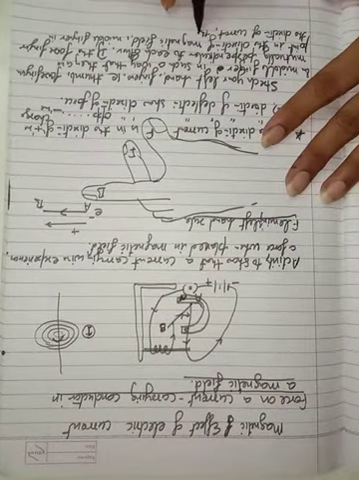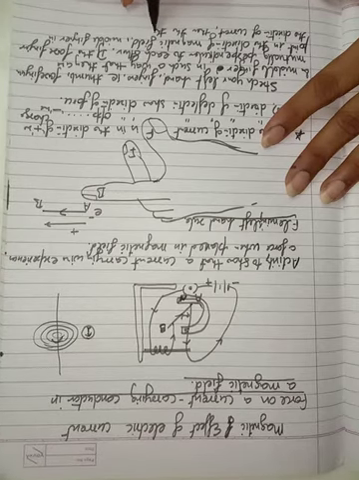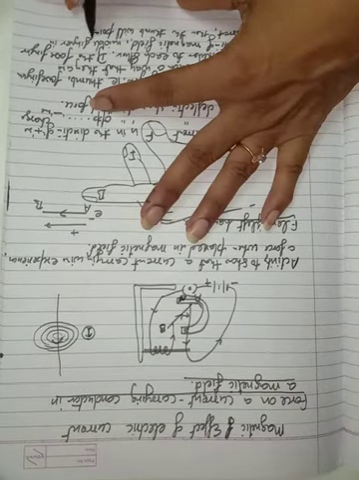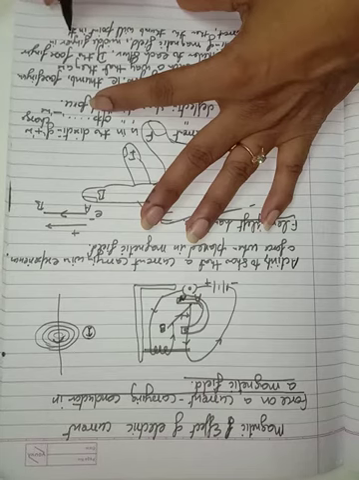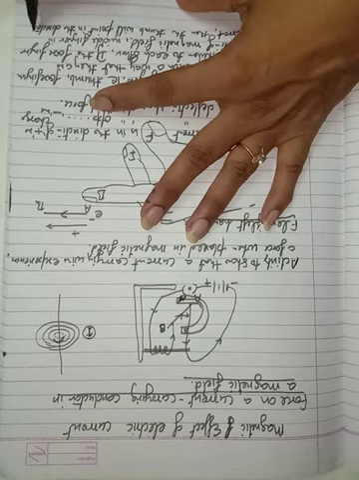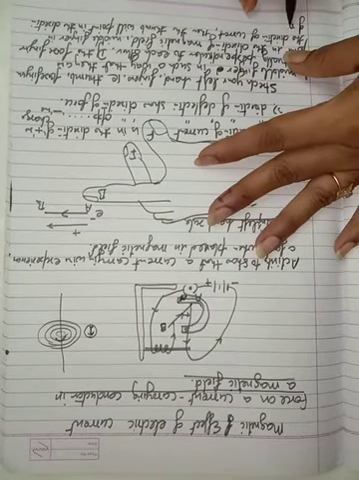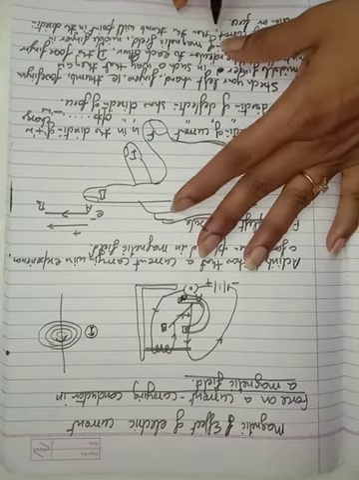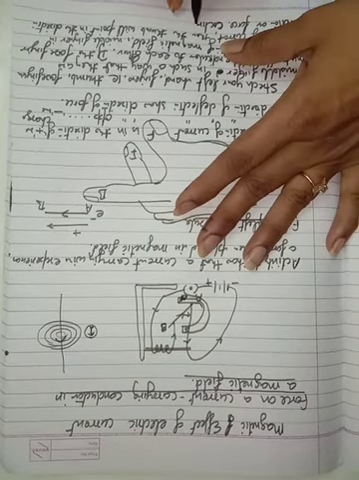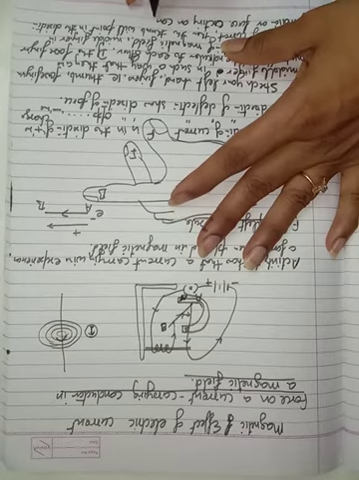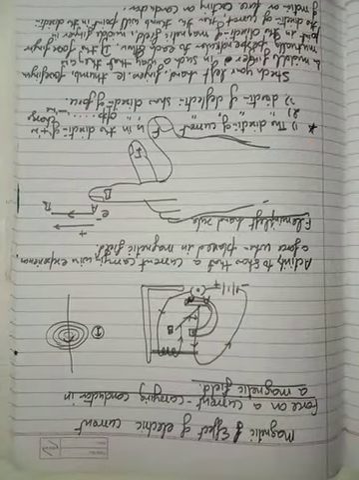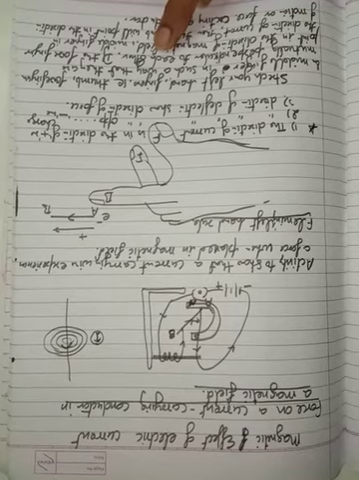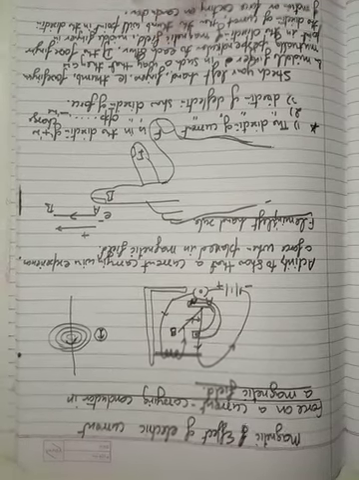Okay, then the thumb will point in the direction of motion or force acting on the conductor. This is Fleming left hand rule. You should learn this rule. Now we are going to do some questions of the NCERT book.